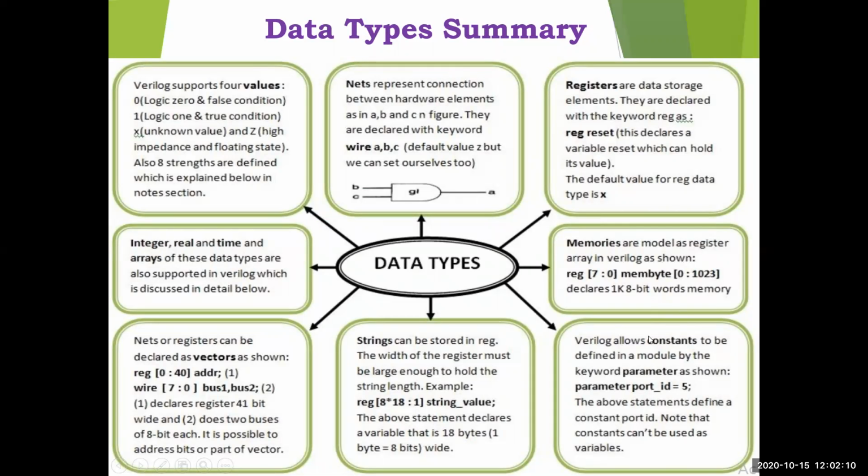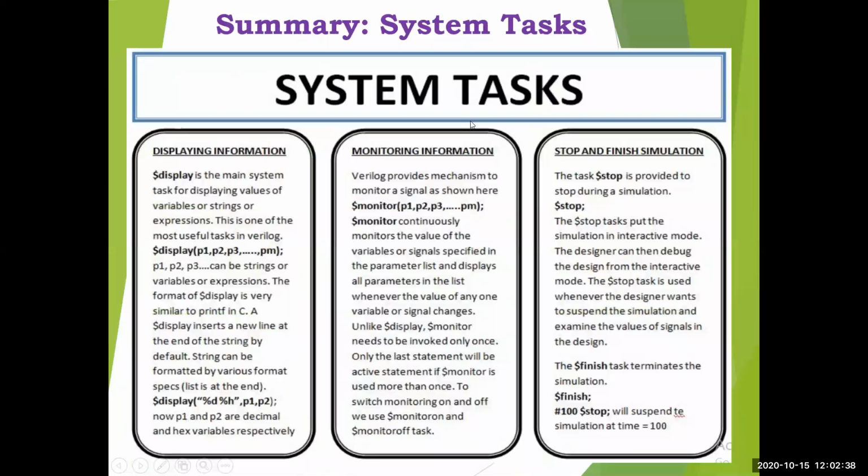Then we have seen that Verilog allows constants. As we use global constants in a C program, in the same way parameter is the keyword we use to declare constants. Then we have gone through memories, which are a combination of register, array and data type, and it makes a memory. These are the various data types we have gone through, how to declare them, and examples we have seen. Clear? Then in the last class we have gone through the system tasks.